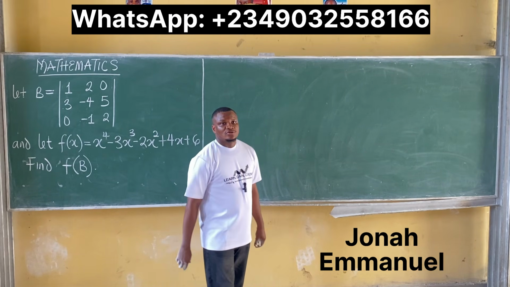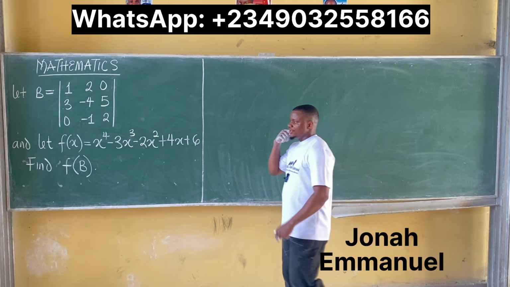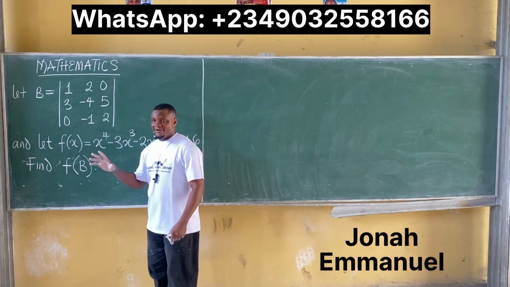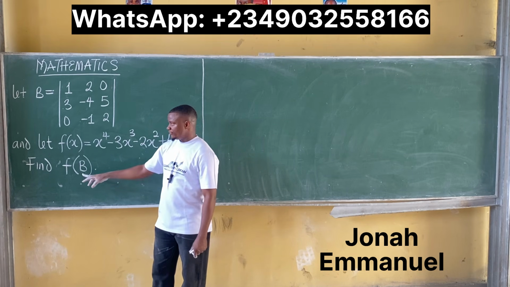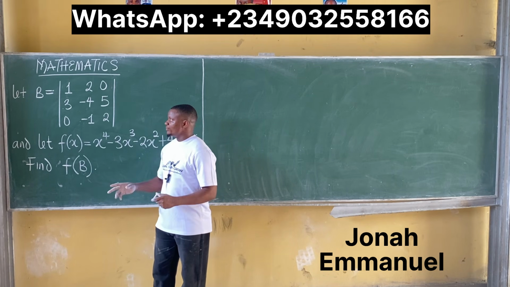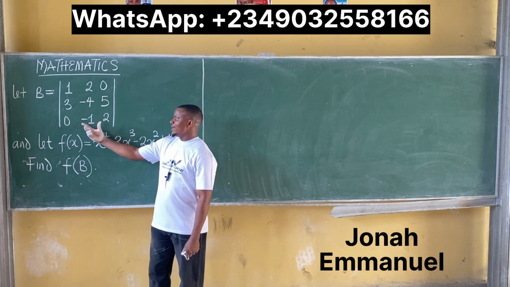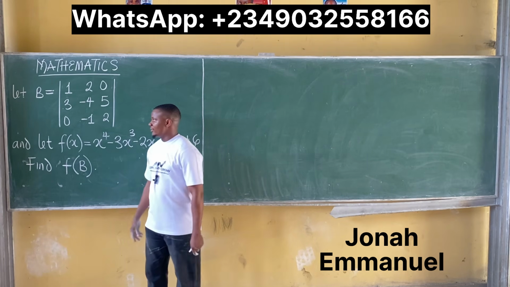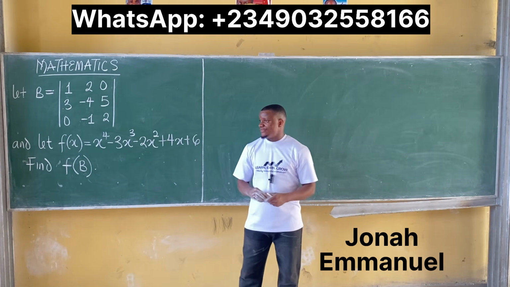You're asked to find or evaluate the value of f of B. All right, so how do you solve this question? The first task is to evaluate f of B, but we do not have the value of B. So our first task is to find the value of B, and to do that, we'll have to evaluate this matrix. This is a 3 by 3 matrix. Let us find the determinant of this matrix.